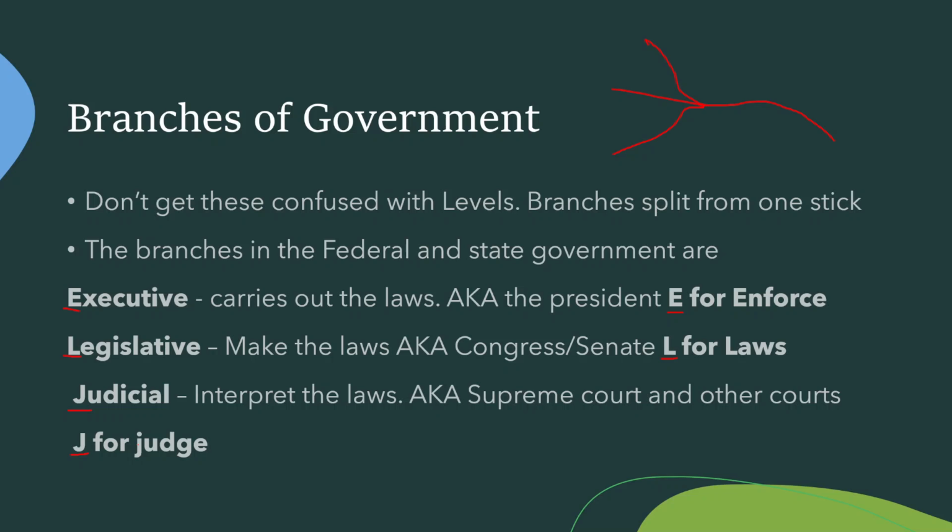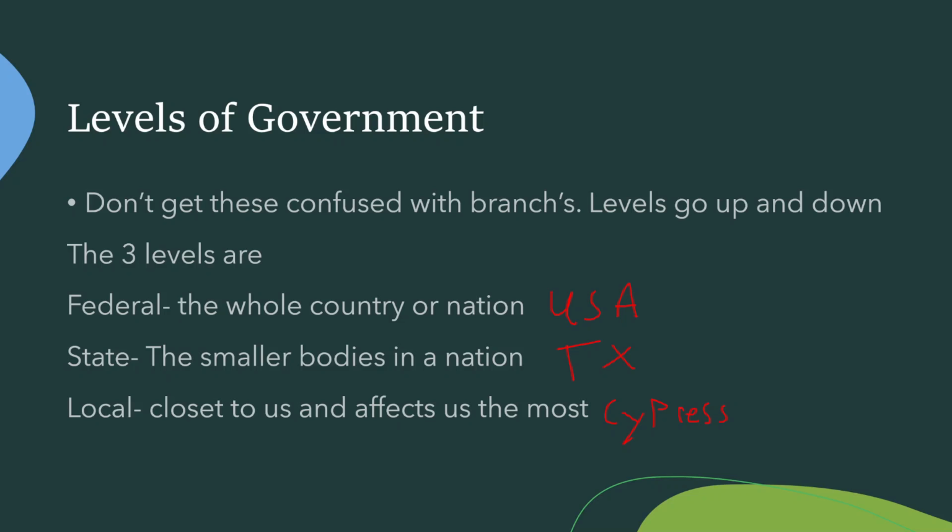If you see, well, they're making laws, legislative, because I know it starts with an L. Interpret is the same as judge. Okay? Oh, the judging, I know that has to be judicial because it starts with the J. Executive, enforcing. Oh, I know that's executive because it starts with an E. So, branches, same branch. Levels, it's like a building. 1 story, 2 story, 3 story, okay? All the different levels. Federal, state, local. Same building, different floors.